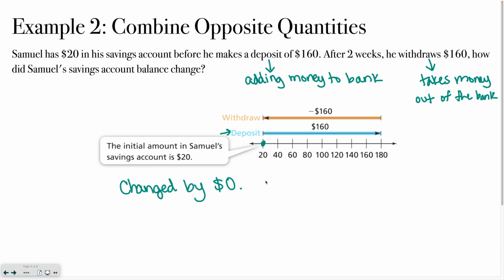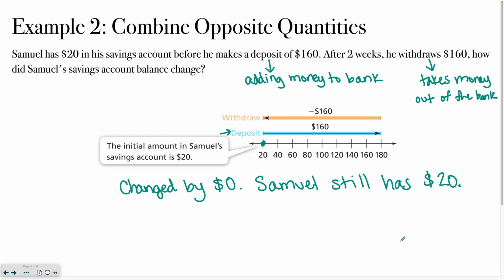And you could even elaborate a little bit more and say Samuel still has $20. Okay. So that would be one way to answer this question. You could word it a little bit differently. However, that is the kind of information you would need in an answer in order to get it correct.